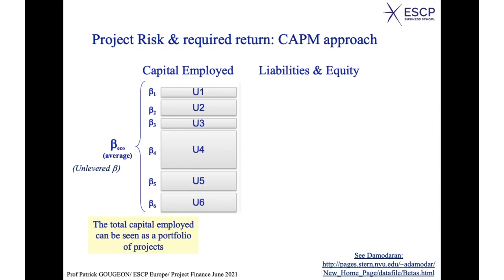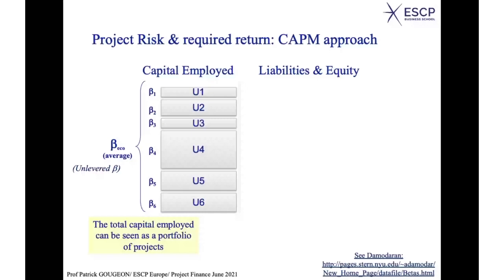A beta which is not impacted by the capital structure. That's why we call it unlevered. We sometimes also call it the zero debt beta, okay? Normally you should be familiar with that. This is the risk before the impact of the financial leverage.